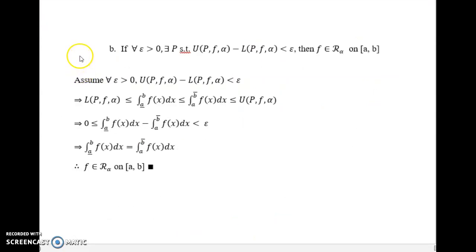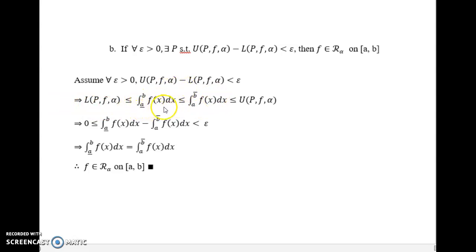Okay, so moving on to part B, we're just kind of flipping it around. This time, for all epsilon greater than 0, there exists a P such that the upper sum minus the lower sum will be less than epsilon, then f is integrable on [a,b]. So start by assuming that epsilon is greater than 0 and that the upper sum minus the lower sum is less than epsilon.